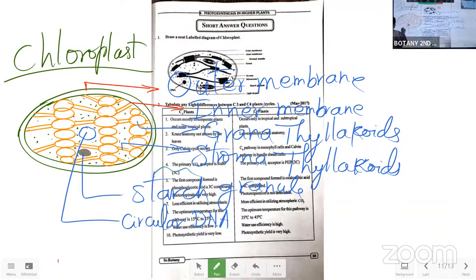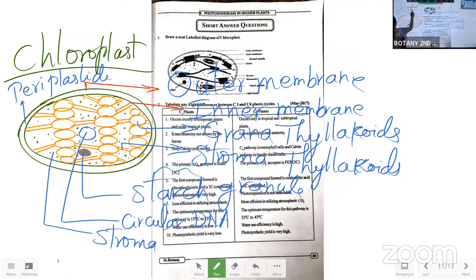Now this is the stroma. Then we have to write the space that is present between the outer and the inner membrane. That is the perimitochondrial space. Sorry, periplastidial space. Like this. And in this, the RNA molecules will be present, as well as the lipid granules, lipid droplets.